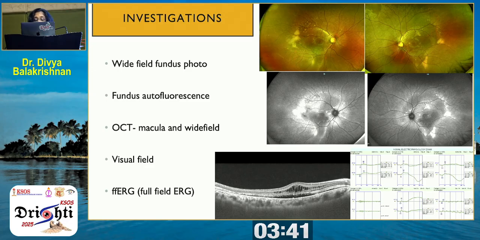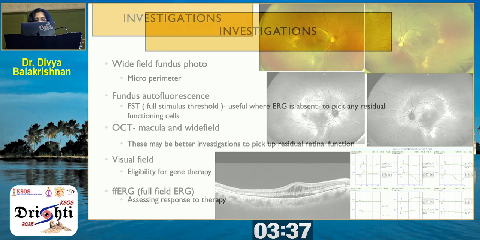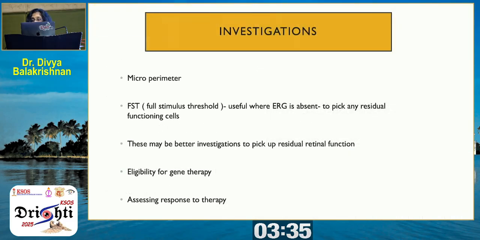Then visual fields, and then ERG is another test. The details of it will be covered in the subsequent talks. Then another test is microperimetry, especially in the era where we think of genetic therapies. ERG, especially in cases like RP or cone dystrophy, in many of them it would be extinguished. So you think in terms of other investigations like microperimetry and full-field stimulus threshold, where the ERG is absent; still, if some residual cells are functioning, it will be able to pick them up.